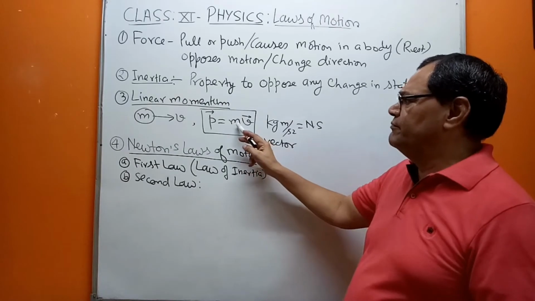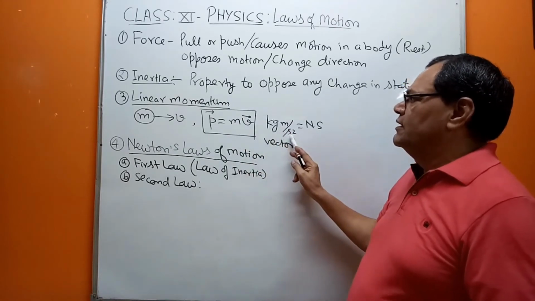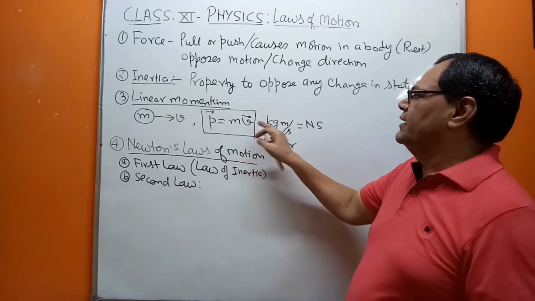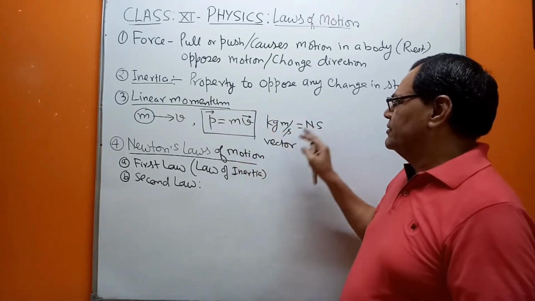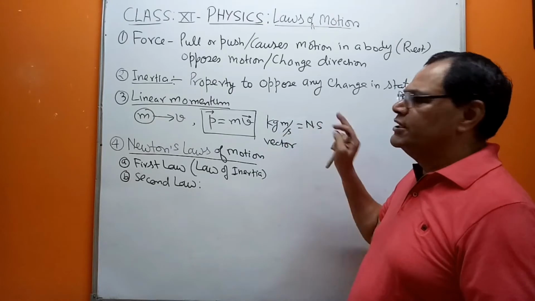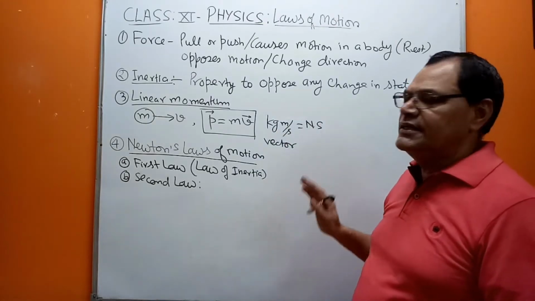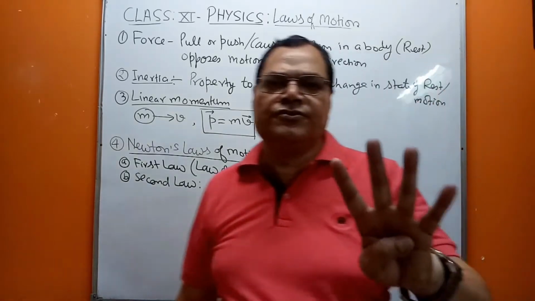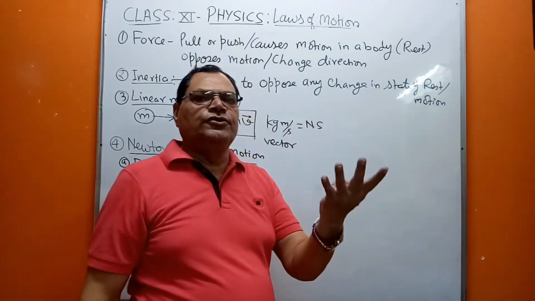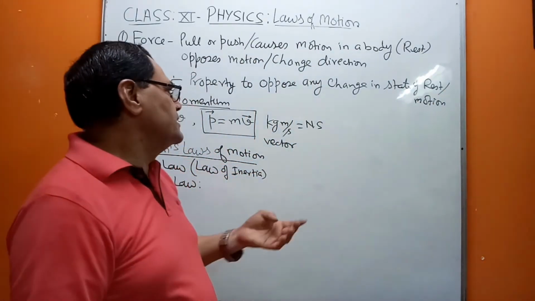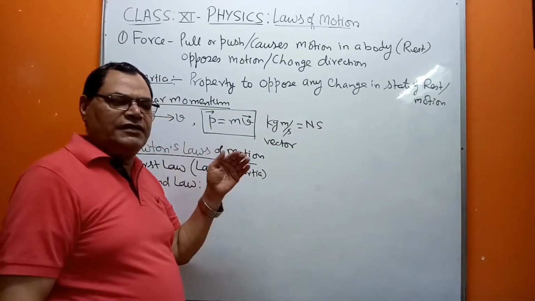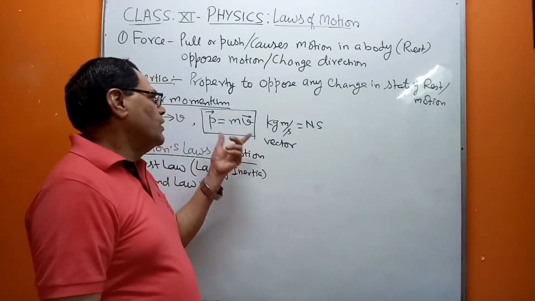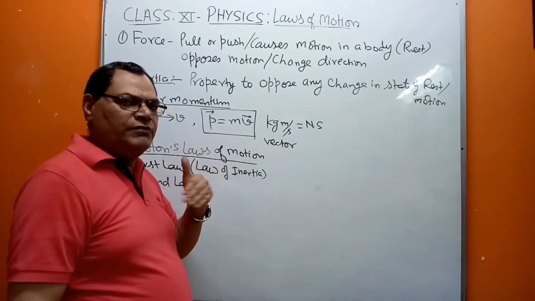And its SI unit will be kg meter per second, which is converted into Newton second. So ideally the SI unit is Newton into second. So basically we need to write down at least 4 parameters. The definition: momentum is defined as the product of mass and velocity. What is the formula? p is equal to m into v.